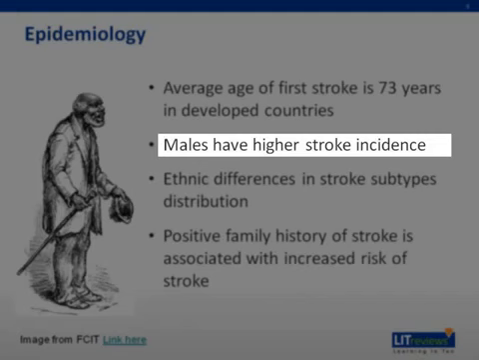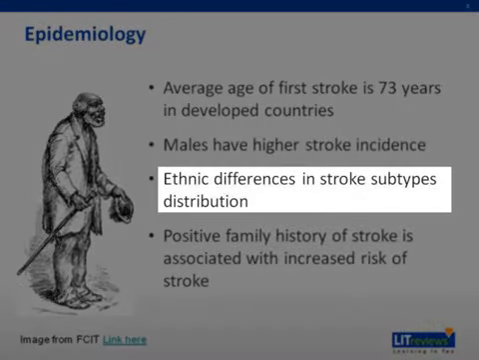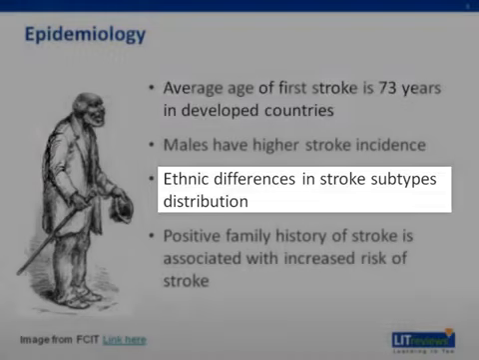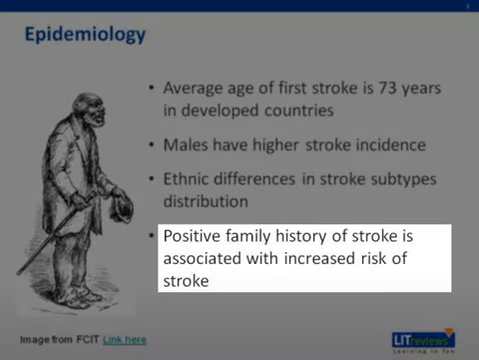Males have a slightly higher stroke incidence compared to females. Race is a non-modifiable risk factor, with certain ethnicities predisposed to certain types of stroke. For example, small vessel arterial strokes are more common among Asians, and hypertensive bleeds are more common among Africans compared to Caucasians. A positive family history of stroke is also associated with increased risk of stroke. Some stroke subtypes are from genetic disorders, for example, CADASIL.